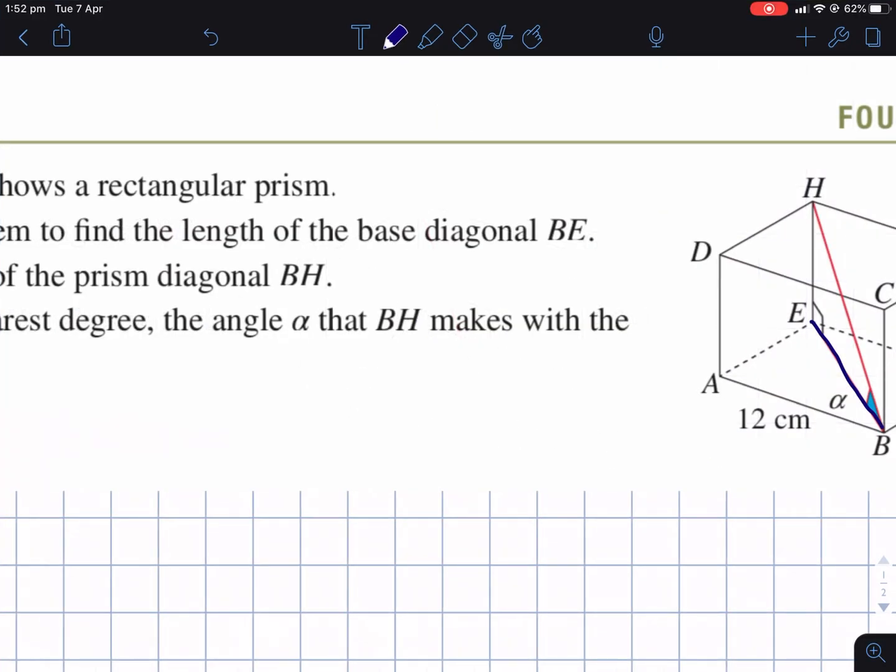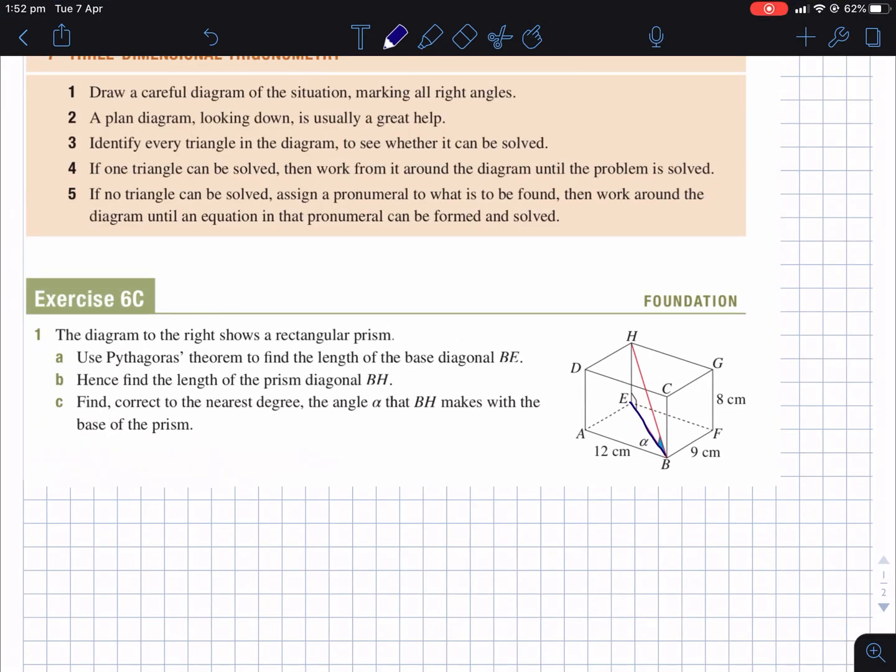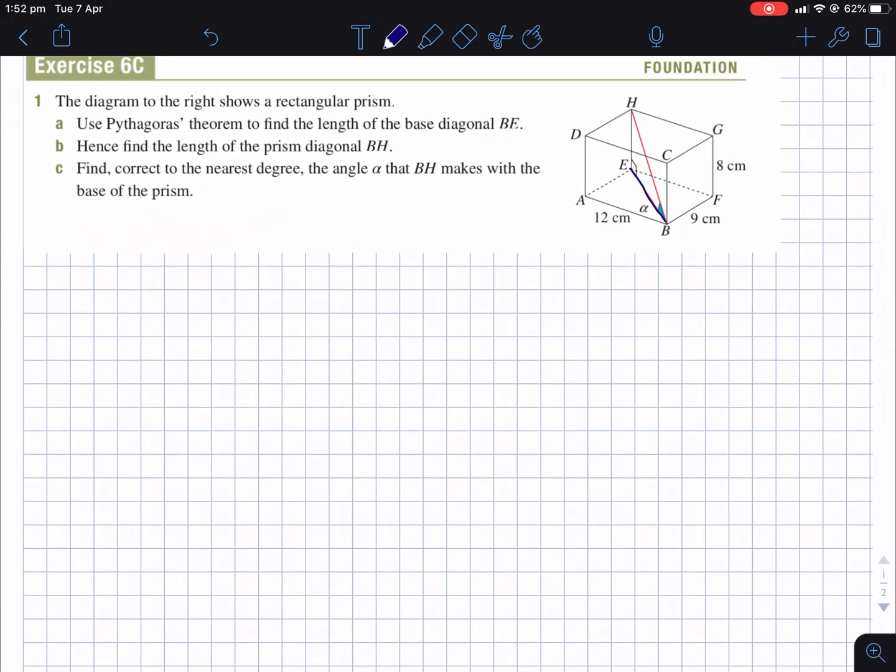So we're going to draw our two-dimensional triangle. We're going to make sure we label everything, by the way. We're going to have the point B. We're going to be looking at it from a bird's eye view. F, E, and point A. So what we've got is essentially a rectangle.